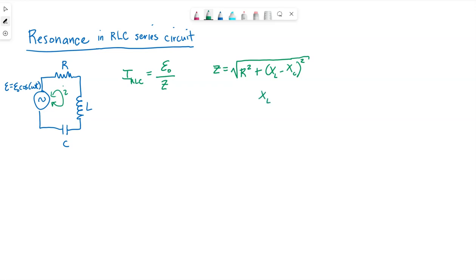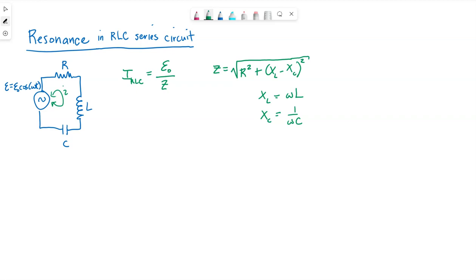XL depends on the frequency, specifically the angular frequency that the source is oscillating at, and the inductance. XC depends upon the angular frequency of the source and the capacitance. So both XL and XC will change if we change the oscillation frequency of the source.